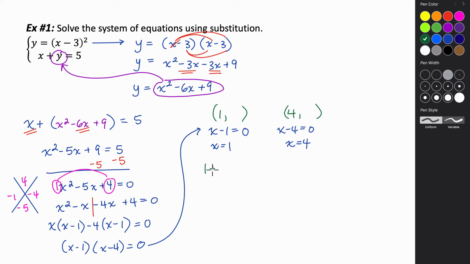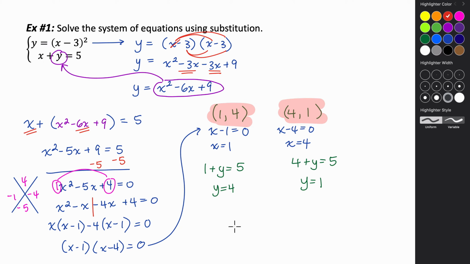So 1 plus y equals 5, and then 4 plus y equals 5, right? So if I subtract 1, I get that y is equal to 4. And if I subtract 4, I get that y is equal to 1. So our two solutions are going to be (1, 4) and (4, 1). Those are our two solutions for this system of equations.